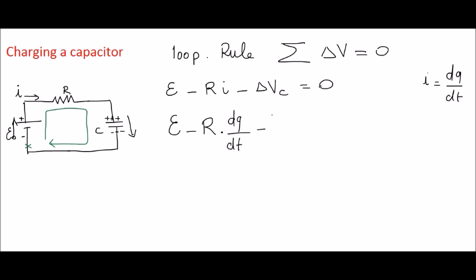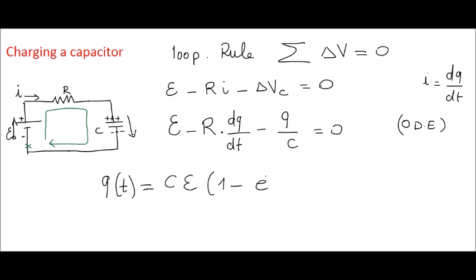And what is the difference in potential across the capacitor? So that the charge over C equals 0. What we have here is an ordinary differential equation of order 1 on the charge. By solving this equation, so we need calculus. Calculus will tell us that the solution of this equation is CE times 1 minus exponential minus t over RC.